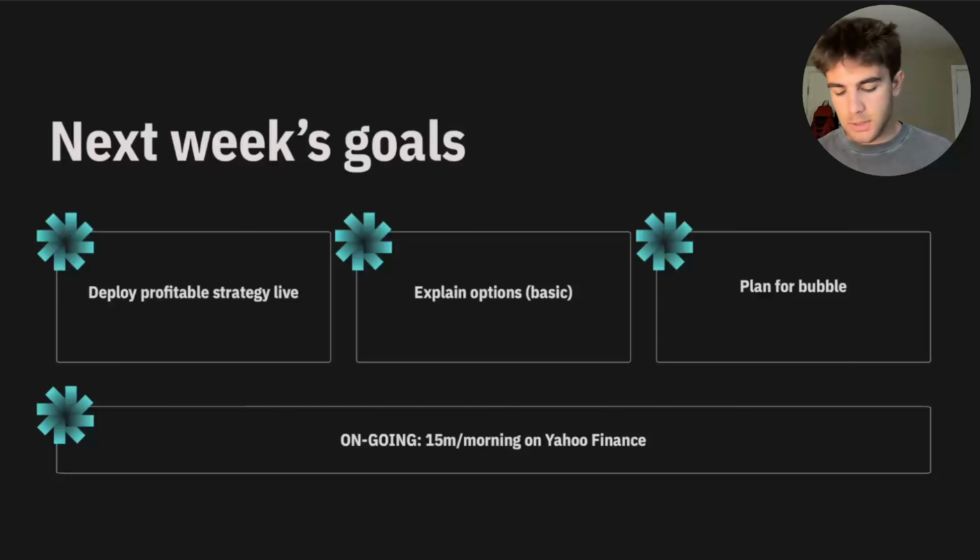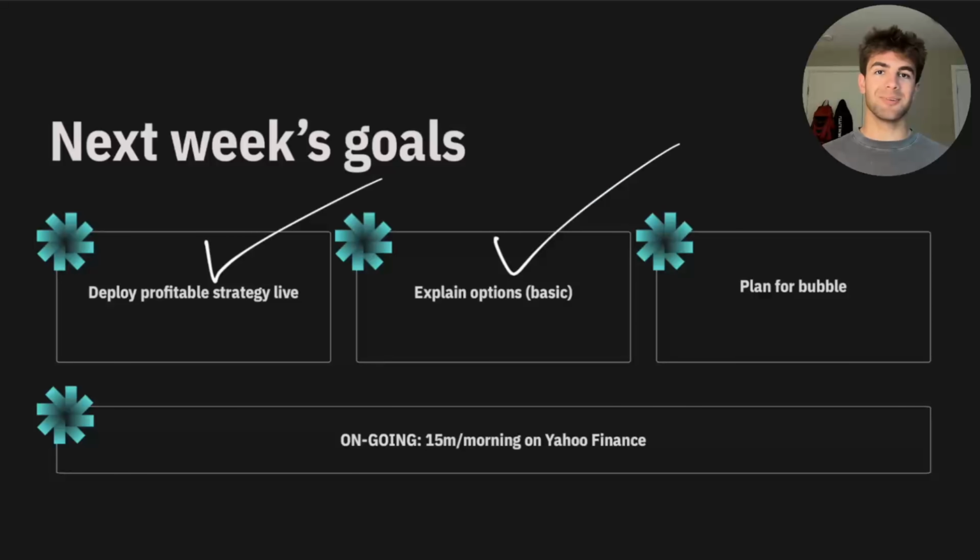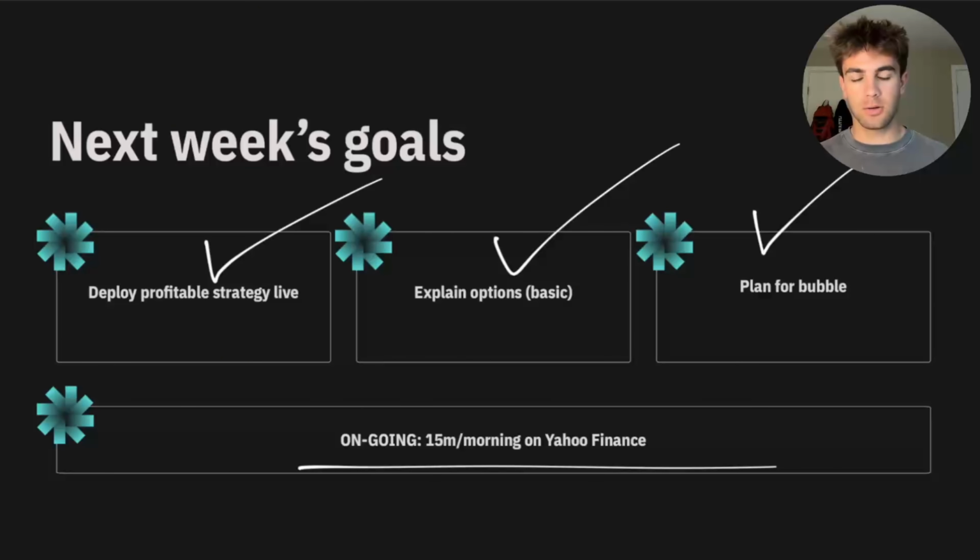All right, next week's goals: deploying the profitable strategy that we went over today live in real markets, explaining options. They seem really complicated, but they seem really cool, and then plan for the imminent bubble. As always, continue reading about finance and the markets as a whole.